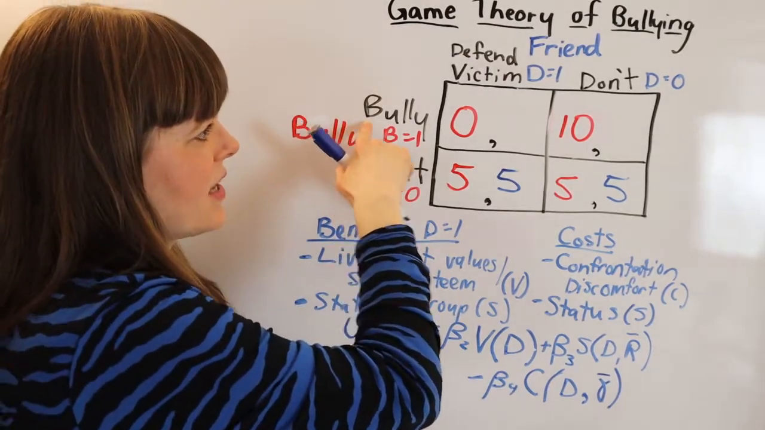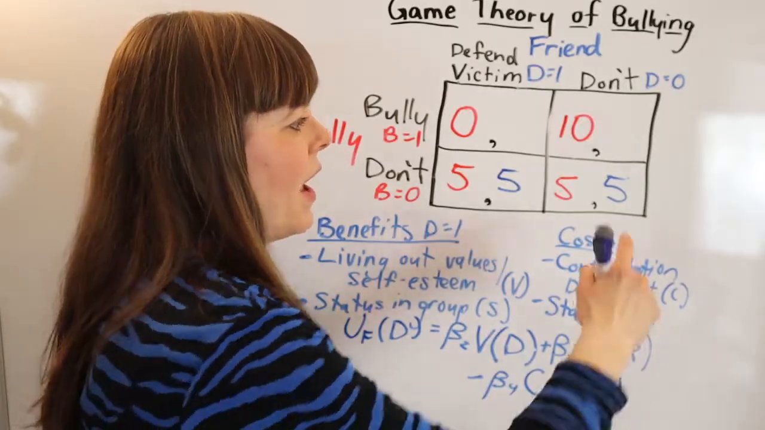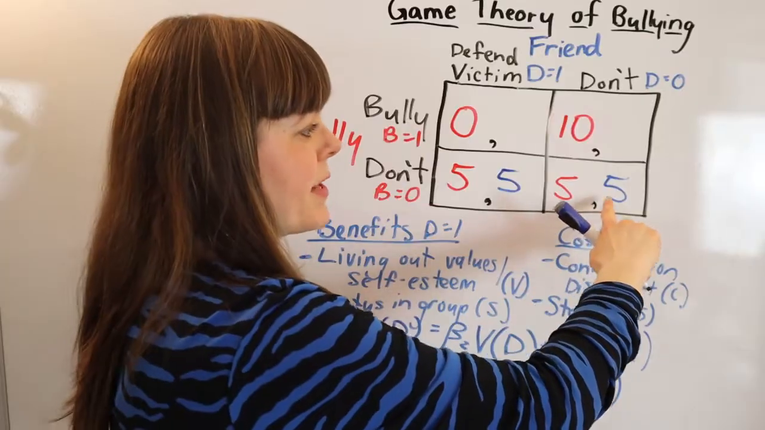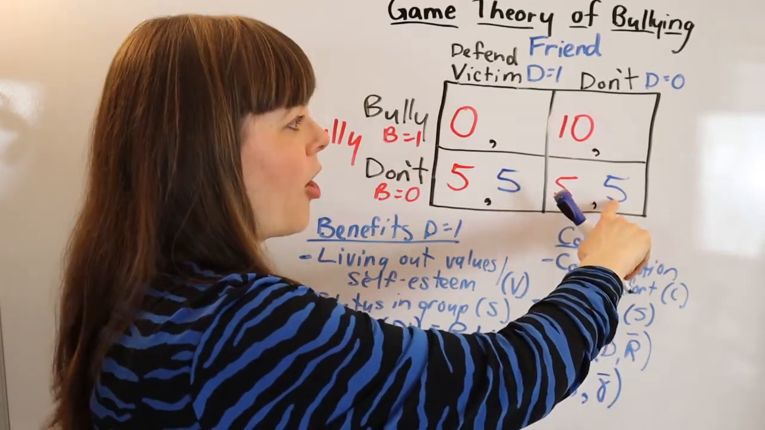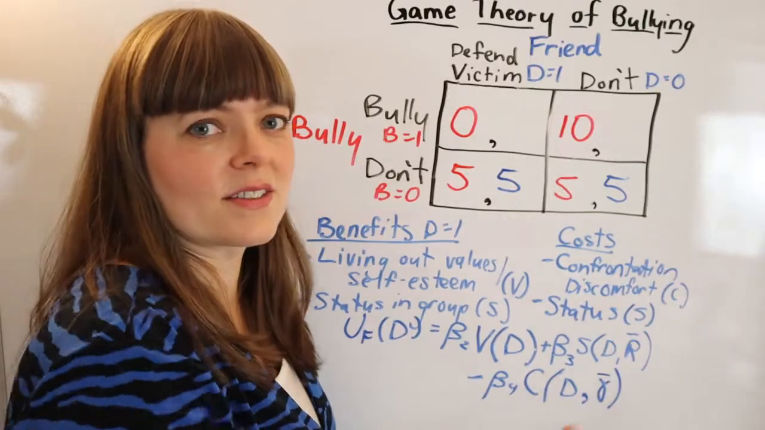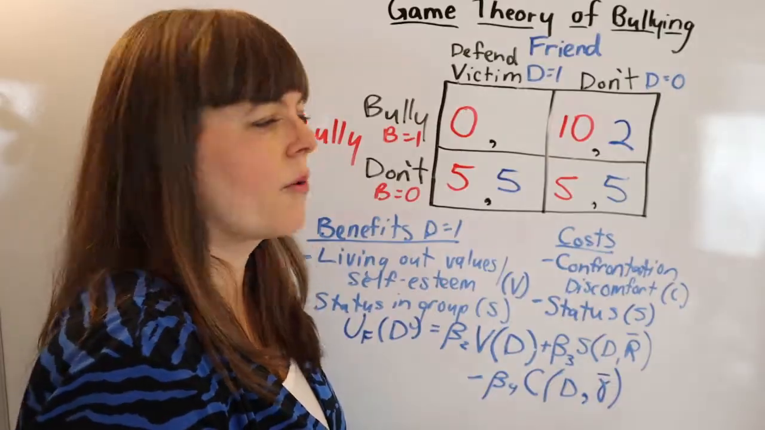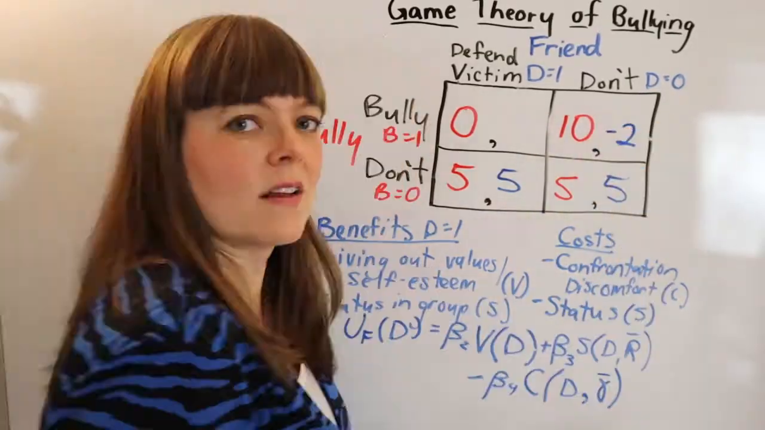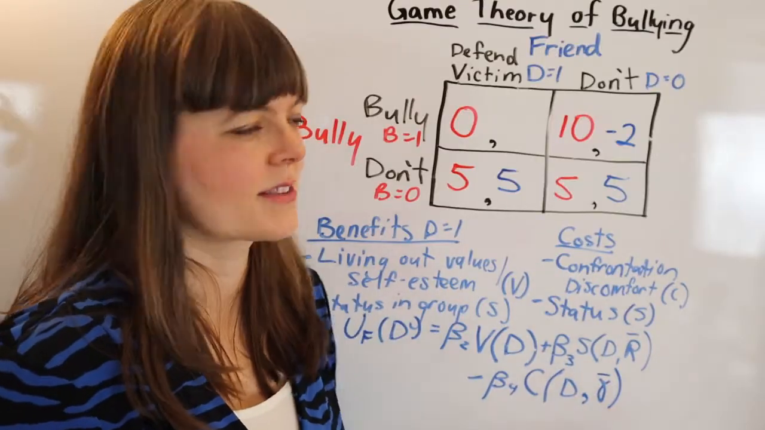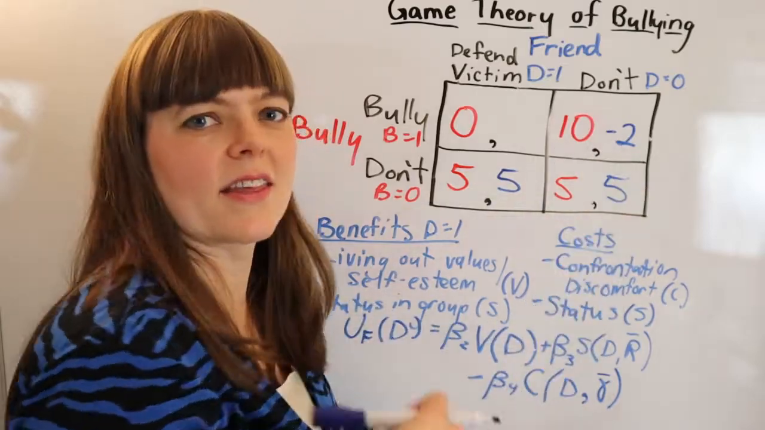If the bully bullies and you do not defend, what is your utility? Almost certainly your utility is going to be lower than the 5. It would be hard to make a case where your utility goes up based on someone else in the group bullying. So the utility could be 2, it could be 0, it could be negative. I'm going to make it negative because it feels pretty bad to have someone in the group bullying someone, and for you not to stand up for that, that feels pretty bad. So I'm going to give that a utility in the negative realm.